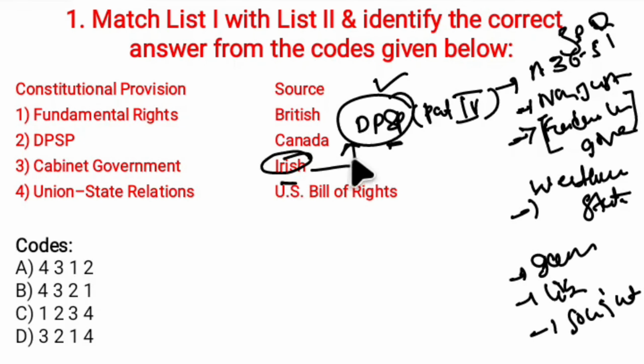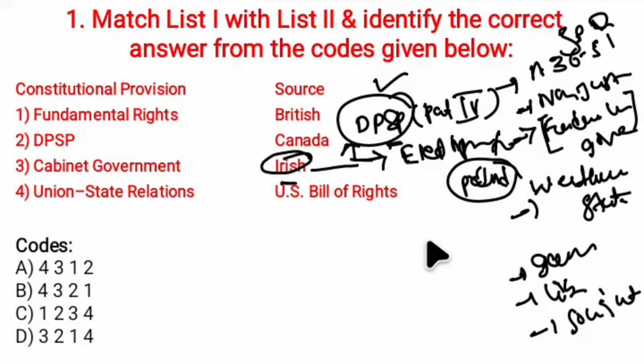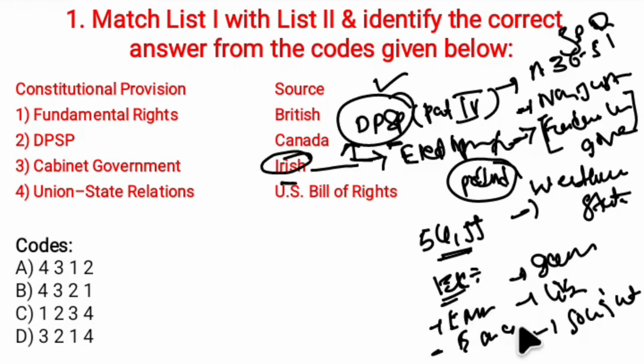Understand? And next, from the Irish Constitution, we borrowed the provision of election procedure for the President of India. In the Constitution of India, Articles 54 and 55 contain the provisions related to the election and manner of election of the President of India. So the Electoral College for the President of India is what? Elected MPs, elected MLAs, and elected MLAs of the state legislatures of Puducherry and Delhi. So this was also borrowed from the Irish Constitution.